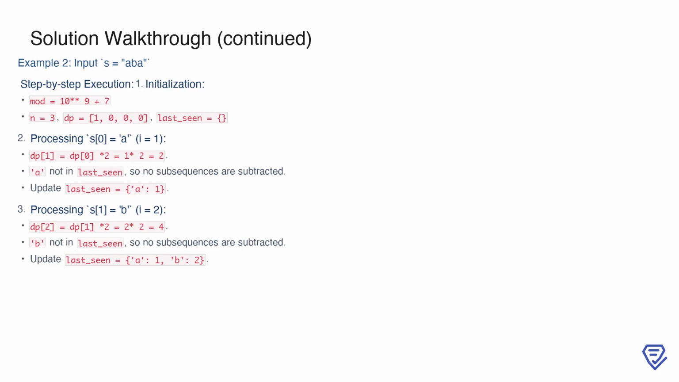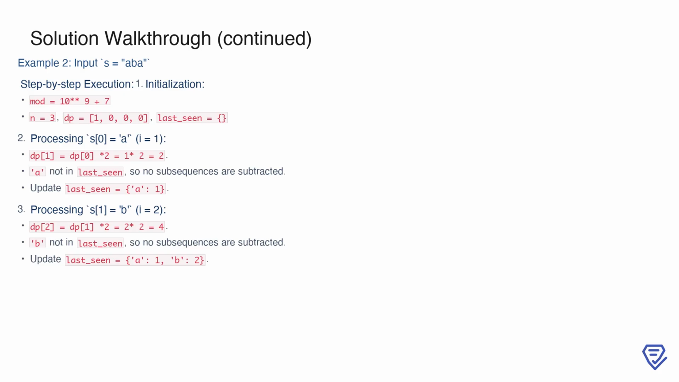Now, let's examine the string ABA. Again, we initialize our variables. The modulo value is 10 to the power of 9 plus 7, the length of the string is 3, and the DP array is 1, 0, 0, 0. The last_seen dictionary starts empty. For the first character a, DP[1] is calculated as DP[0] multiplied by 2, which equals 2. Since it is new, no subsequences are subtracted, and we update last_seen to record a at position 1.